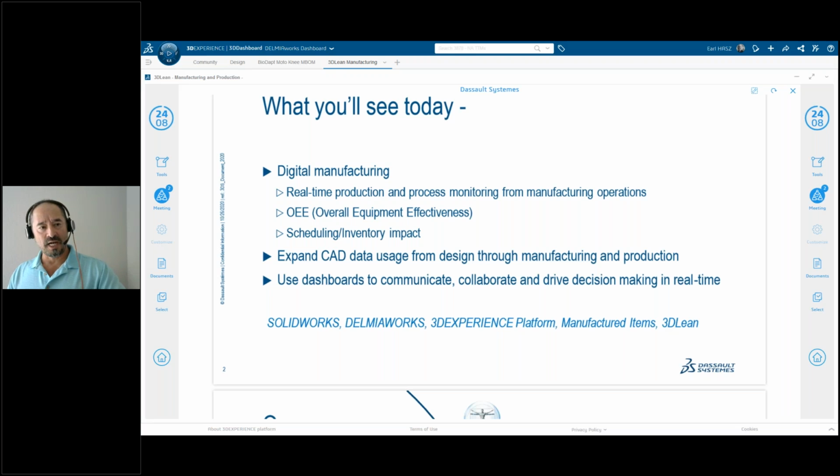Digital manufacturing is a large topic, so today we're going to focus on just a few areas and show you how you can use DELMIAworks MES or Manufacturing Execution System to gather data in real time, giving you visibility to operations on the manufacturing floor, calculate overall equipment effectiveness in real time, and see its impact on scheduling, inventory, and ultimately customer satisfaction. We'll also show you how to leverage your SolidWorks engineering bill of material to drive bills of material in DELMIAworks, and use the 3D Experience platform to collaborate more effectively with both your internal and external stakeholders.